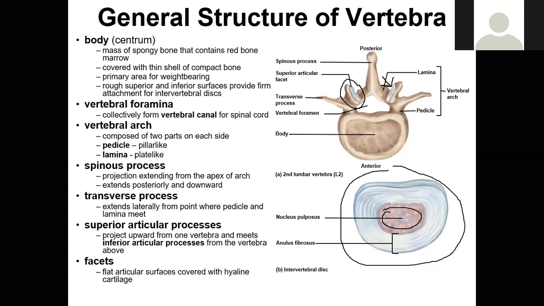So the intervertebral disc is made up of a nucleus pulposus, and these rings around the nucleus pulposus, they're known as the annulus fibrosus. These rings protect the nucleus pulposus. So what I need you to know about the intervertebral disc is that it's made up of a center nucleus pulposus and concentric rings known as the annulus fibrosus.